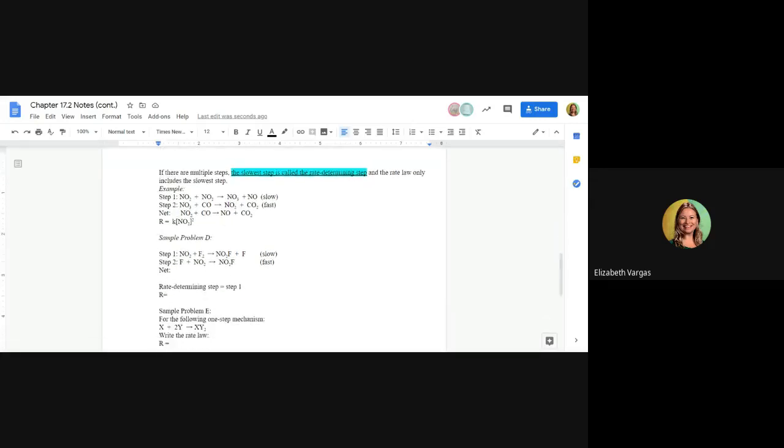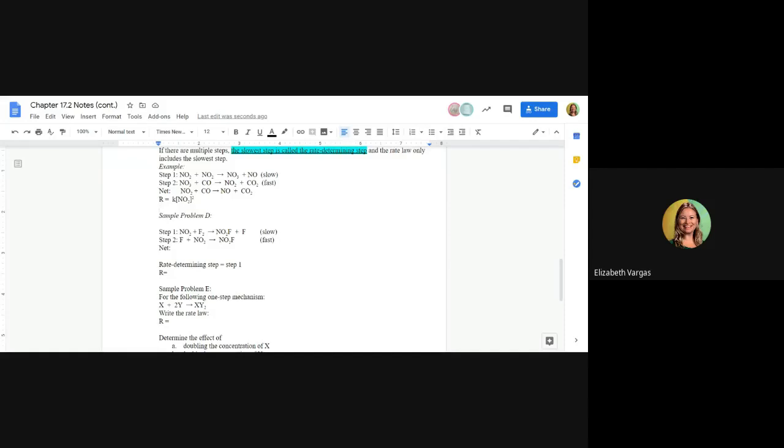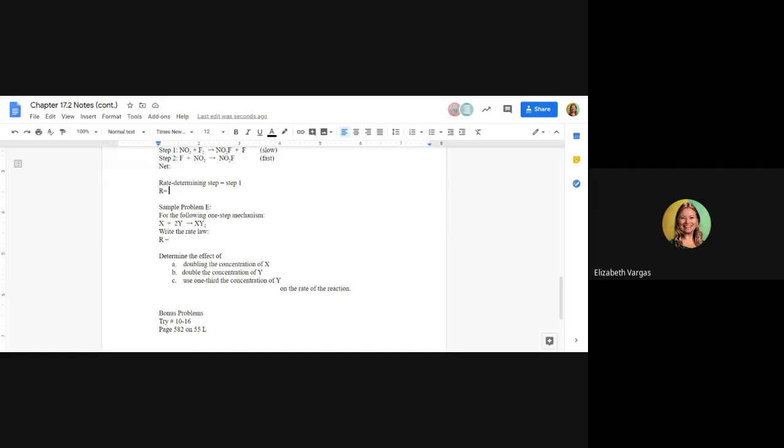Okay, for this one, I think I'm going to let you guys write the net, and then the rate determining step is step 1. It tells us right here that it's slow, so you guys can write out the rate law for that one. Okay, so I'll let you guys do that on your own.